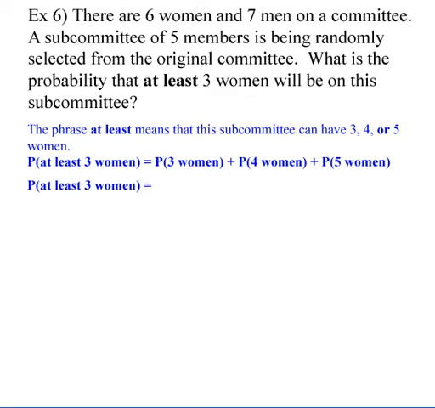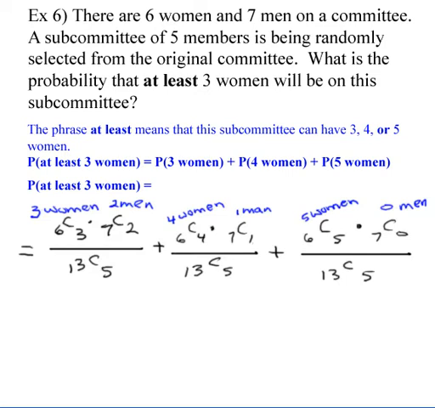Now, that's what at least 3 means. Now, what we're going to do is figure out the choosing or selecting of that. So in this case, if we have 3 women, we have to have 2 men on the committee, so we have 5. There are 6 women to choose from, and we would choose 3 in this particular situation.